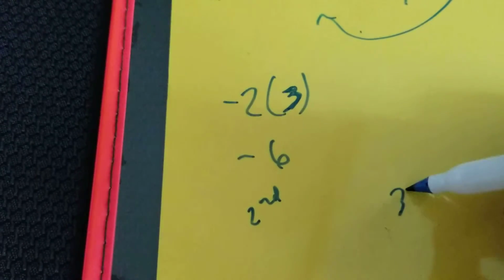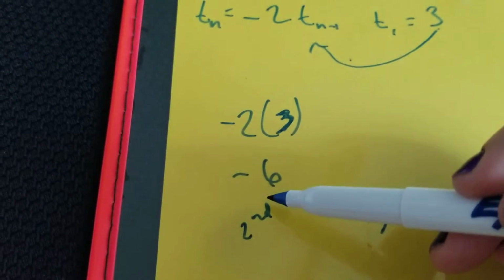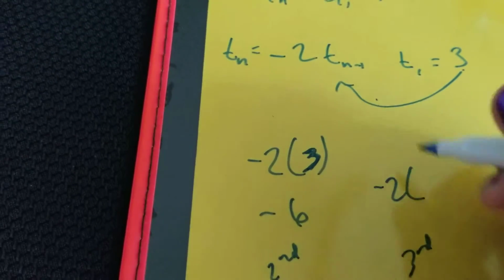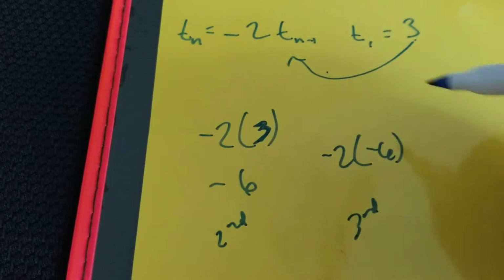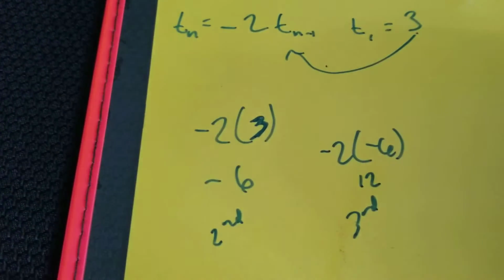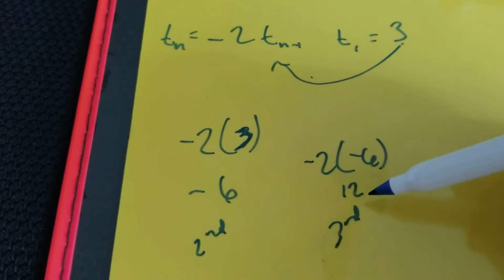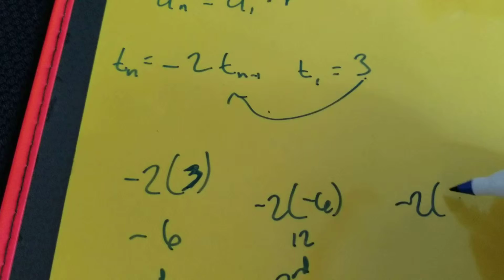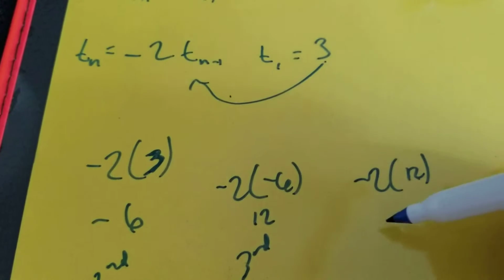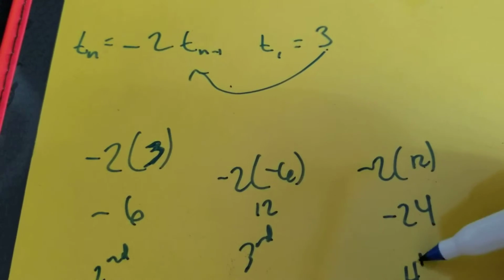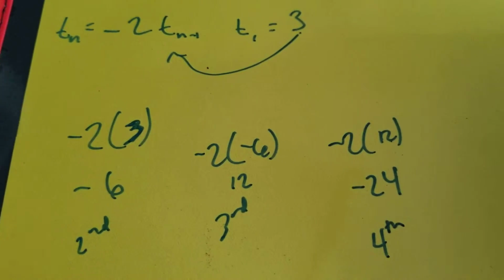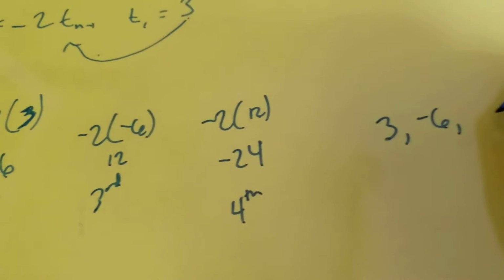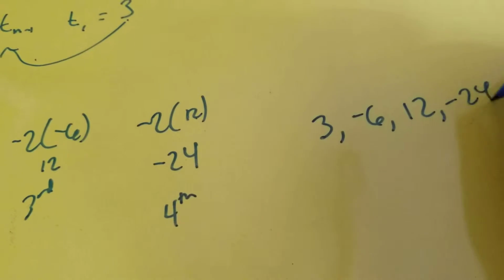Then we need to find our third term. So we get our previous term and substitute it into the formula. So now I have negative 2 times negative 6. Negative 2 and negative 6 gives me 12. So that's the third term. Then I get the third term, plug it into the formula to get the fourth term. So I have negative 2 times 12. Negative 2 and 12 gives me negative 24, and that's the fourth term. So the answer would be 3, negative 6, 12, negative 24.